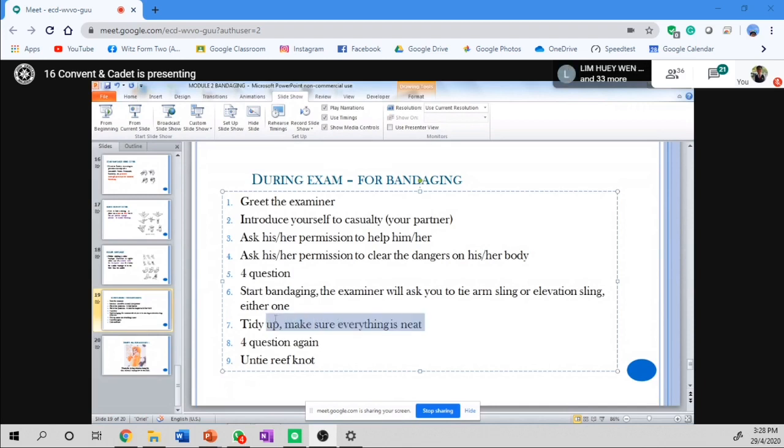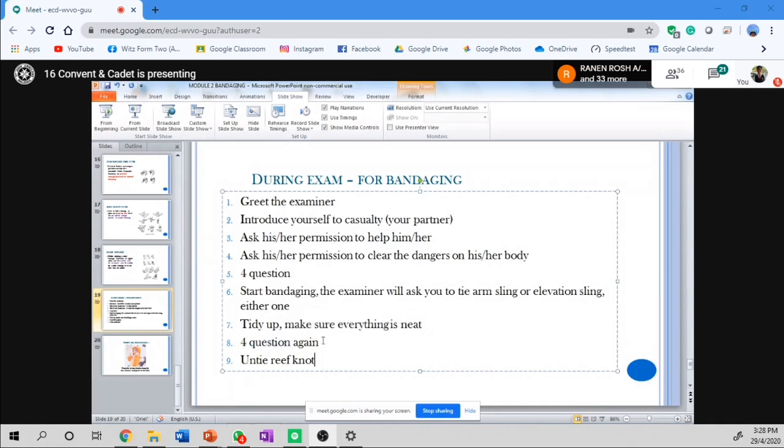Okay. So tidy up. Make sure everything is neat. It means the appearance of the casualty, and also the bandage must look very nice, especially girls like to look very nice, so that they can attract some boys. Then after everything is done, you ask the four questions again.